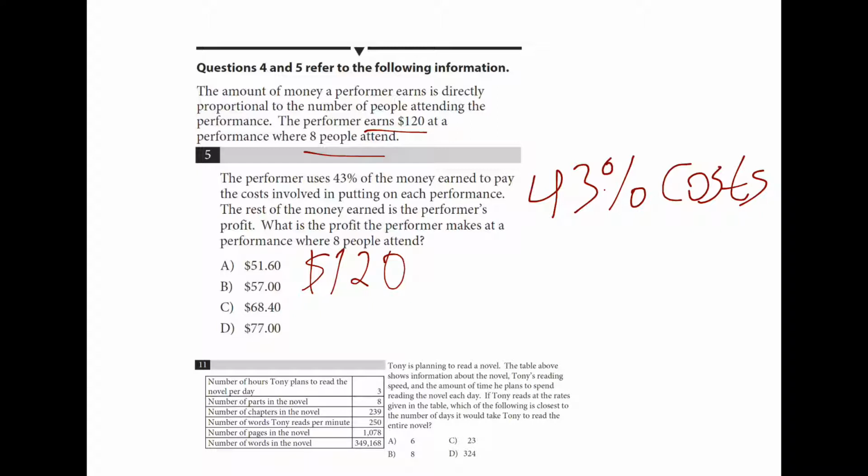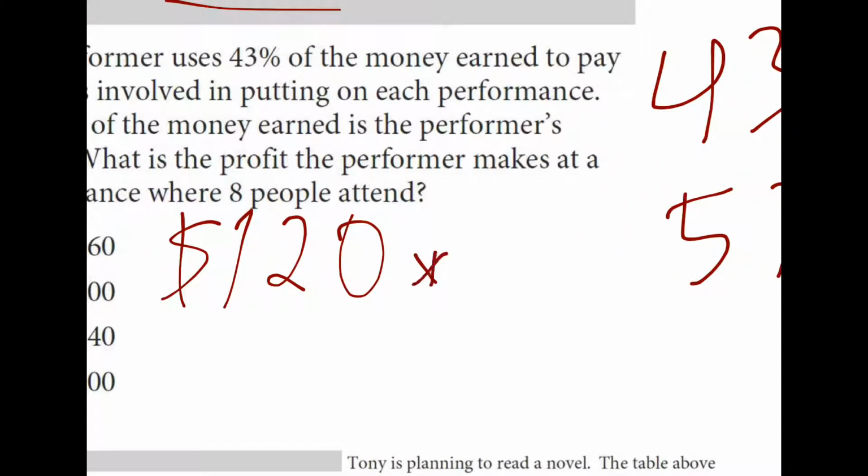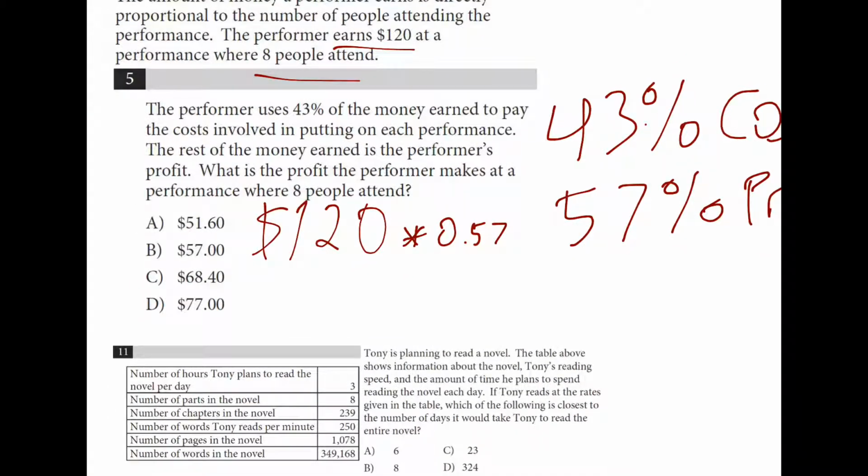and everything else is profit, to figure out profit, we can take 100 minus 43, and we end up with 57% profit. To figure out the profit for this, we take the $120 and we multiply it by 0.57. That's how you multiply percentages. If you do so, you end up with C, $68.40.